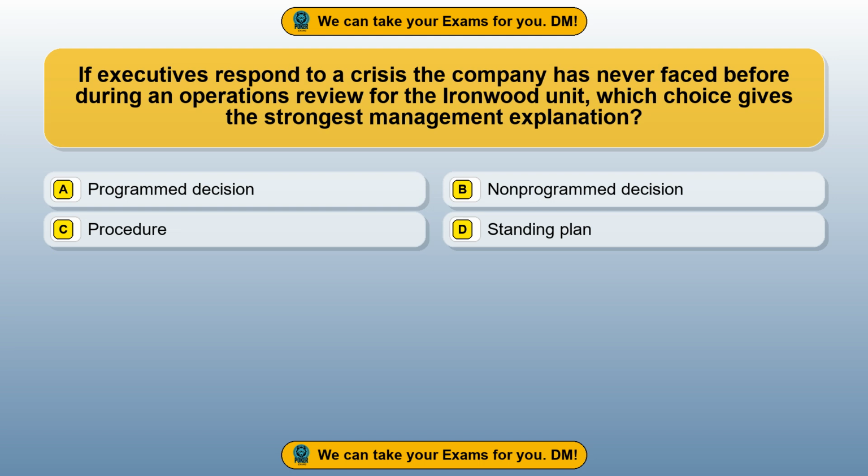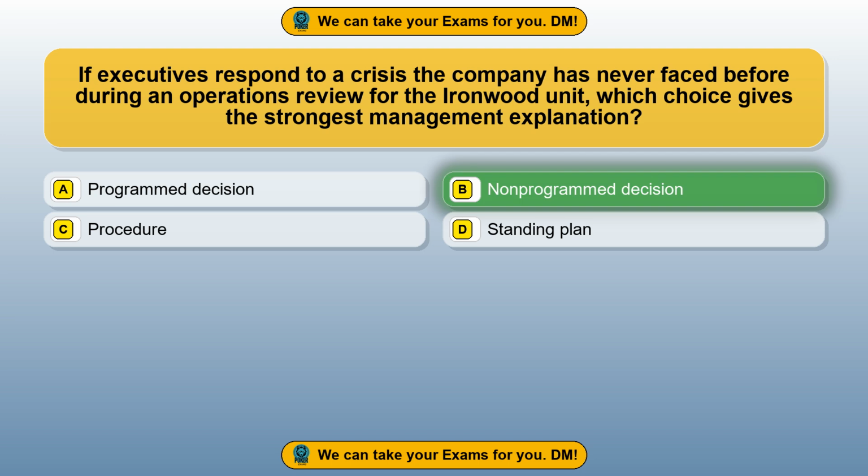Question 2. If executives respond to a crisis the company has never faced before during an operations review for the Ironwood unit, which choice gives the strongest management explanation? Option A. Program decision. Option B. Non-program decision. Option C. Procedure. Option D. Standing plan. The correct answer is option B.